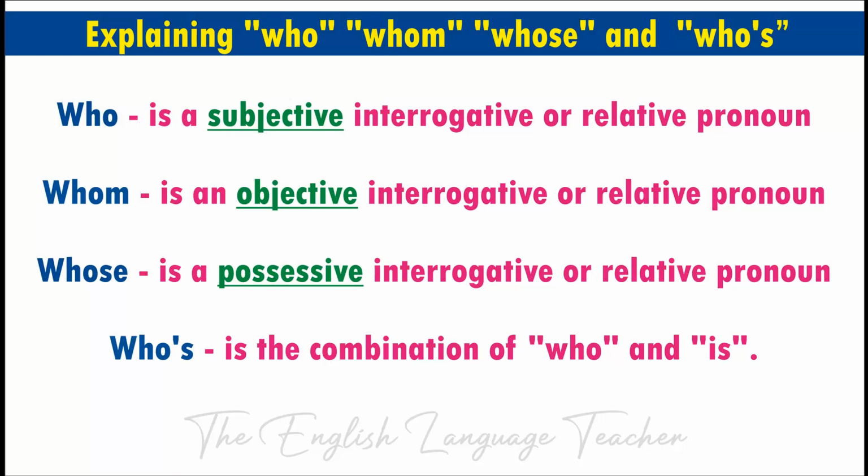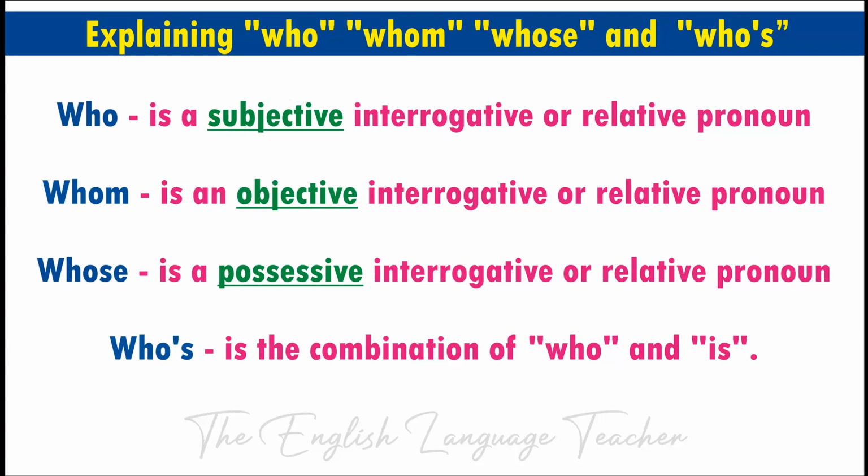The first one, W-H-O, is a subjective interrogative or relative pronoun. Take note, a subjective interrogative or relative pronoun. The second one, whom, is an objective interrogative or relative pronoun. Next one, whose, W-H-O-S-E, is a possessive interrogative or relative pronoun. And who's, W-H-O-apostrophe-S, is the combination of who and is, that is, who is, then we say who's.